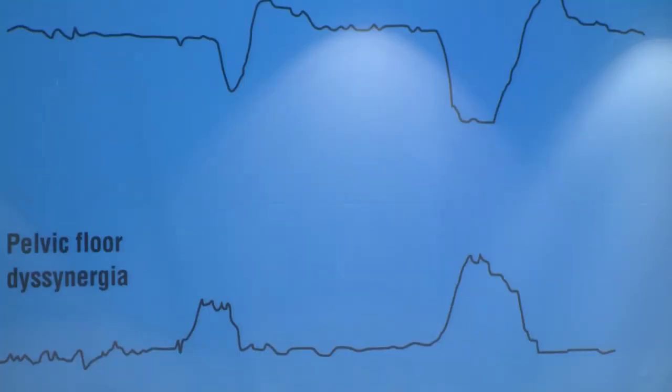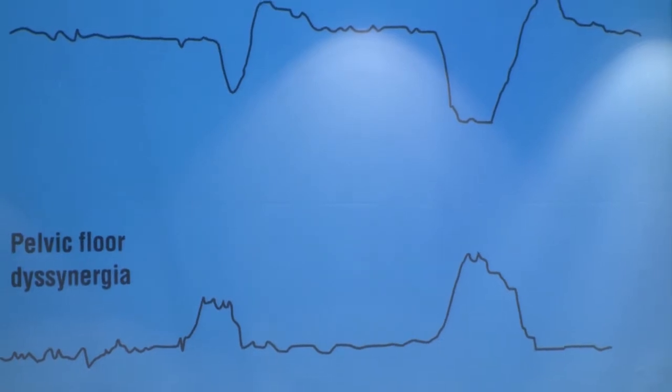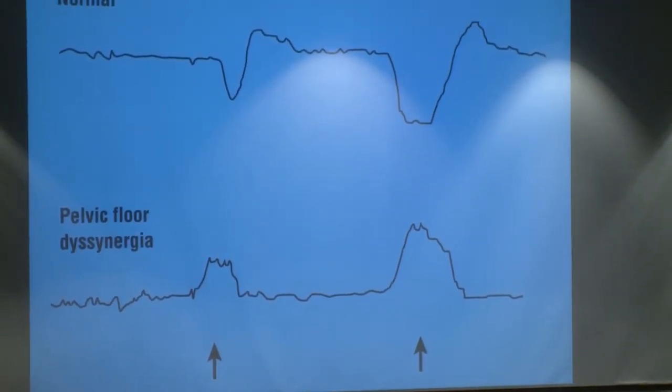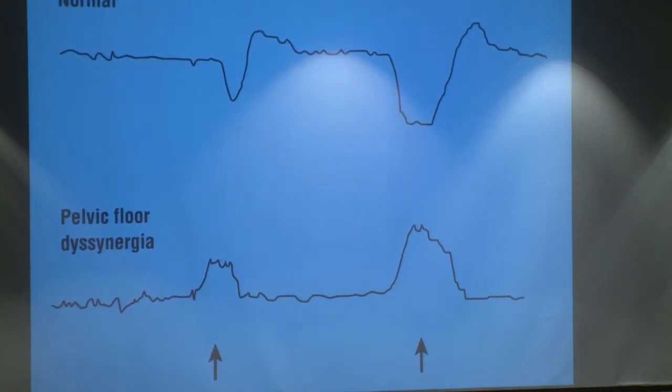So here you can see this is actually muscle activity. Up here in the normal image, you can see whenever the patient is relaxing to either void, to urinate, or to have a bowel movement, you see this nice relaxation of the pelvic floor muscles. With pelvic floor dysfunction, you actually see a tightening. So there's a paradoxical contraction. The patient actually needs to relax, but their muscles are not able to relax, so they actually contract, and you get the opposite effect.